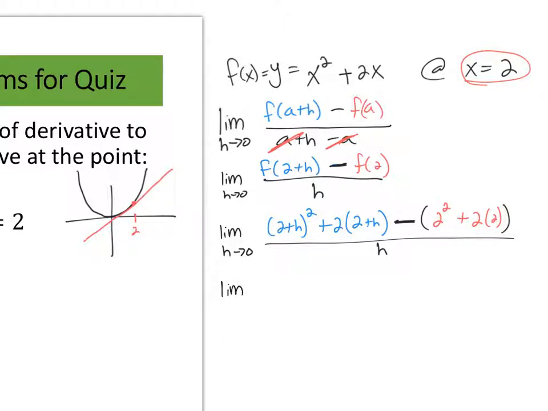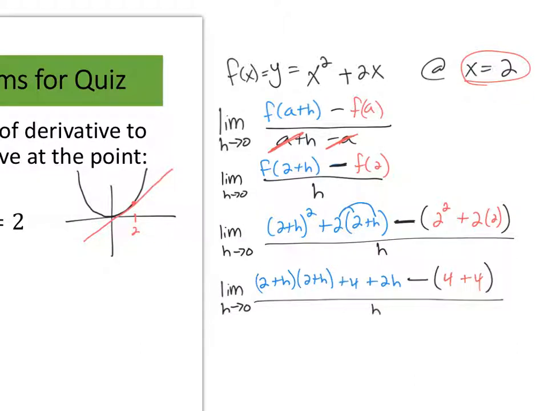So the limit as h approaches 0 of the blue stuff, so 2 plus h times 2 plus h, and then I'm going to distribute, so plus 4, distribute, plus 2h, and then copy everything else, minus, well, we can do the stuff in the parentheses. 2 squared is 4 plus 4, that ends up being 8 anyway, so divided by h.